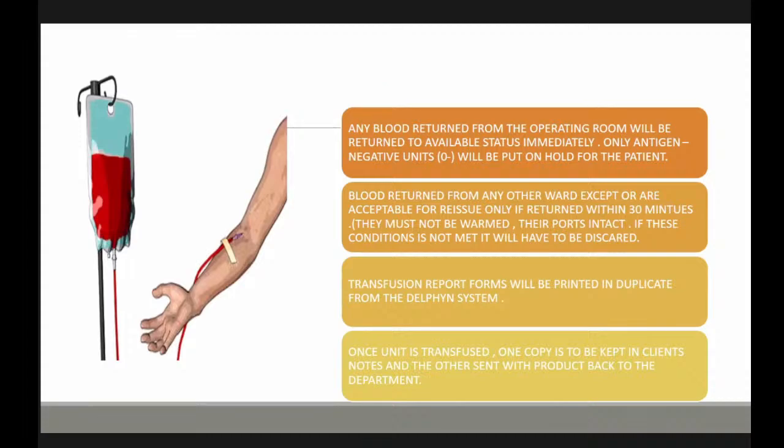Transfusion reports forms will be printed in duplicate from our eDelphyn system, the software that we use. Once the unit is transfused, one copy is to be kept in the client's notes and the other sent with the product back to the department. We also ask that you detach the needle from the transfusion bags when you return them. Next slide, please.